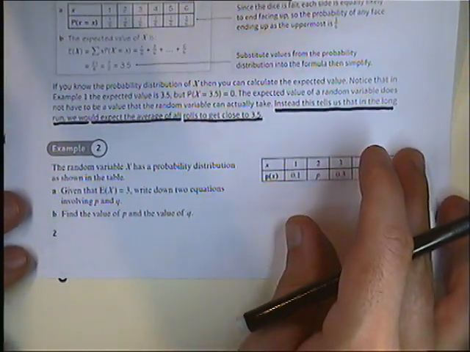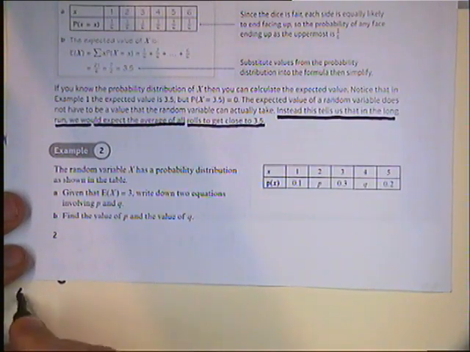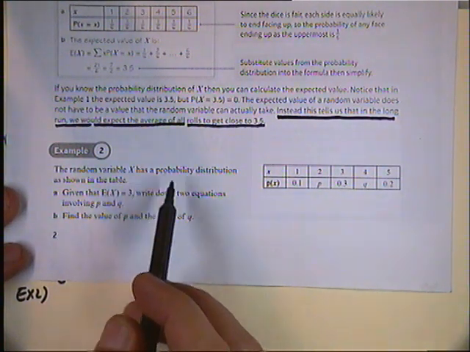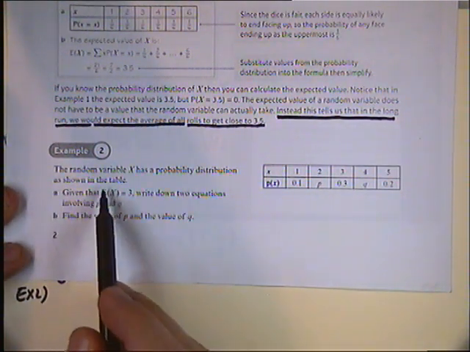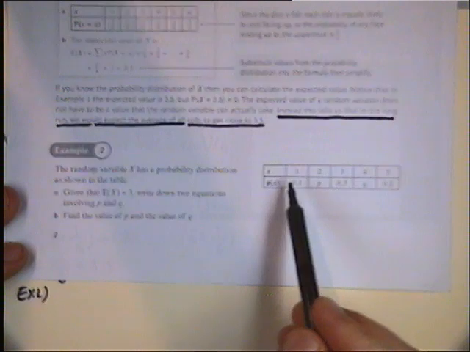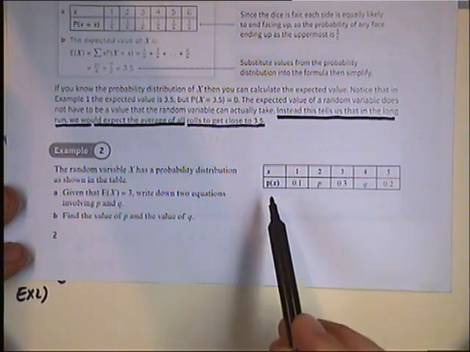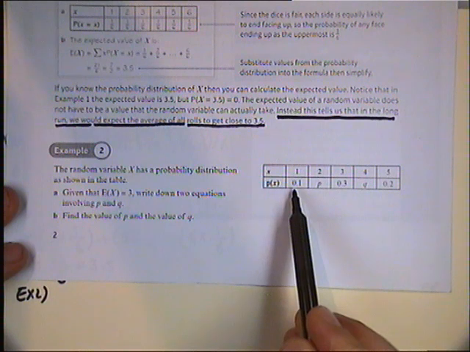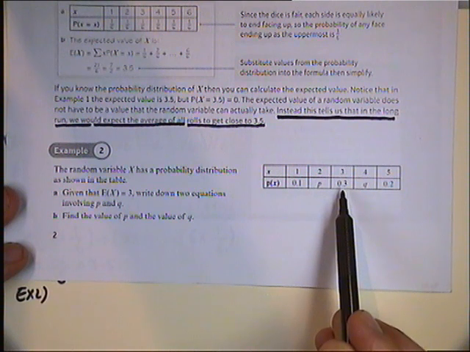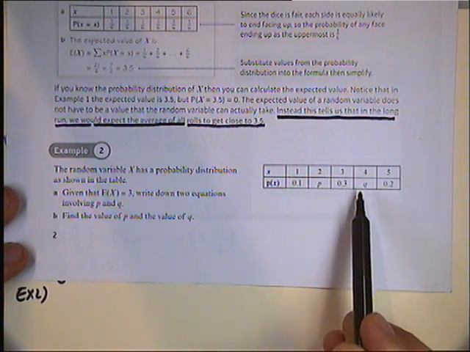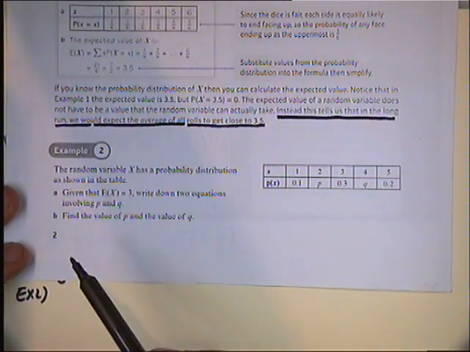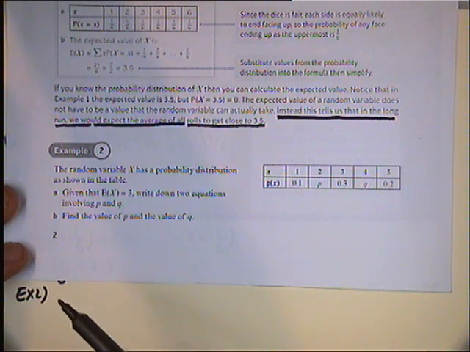Okay, so I just leave the example here. Example 2. The random variable X has probability distribution as shown in the table here. The outcomes are 1, 2, 3, 4, and 5. Probability of X equals 1 is 0.1, X equals 2 is p, 3 is 0.3, 4 is q, and 5 is 0.2. Given that E of x is equal to 3, write down the equation involving p and q.